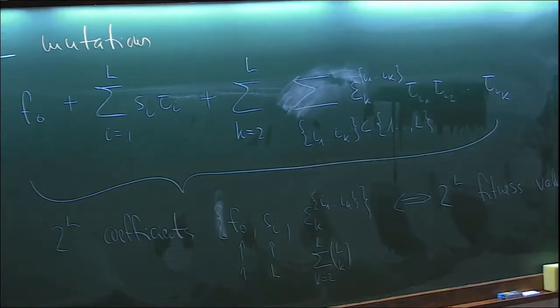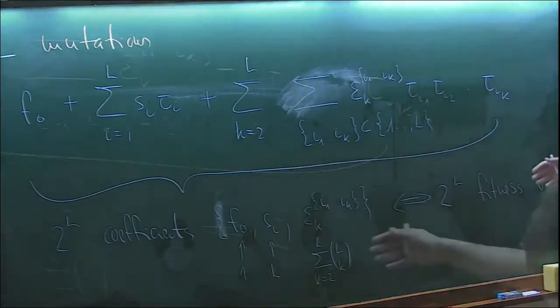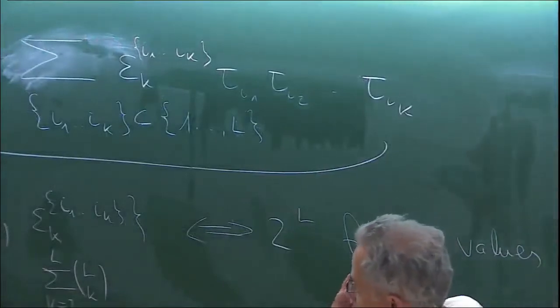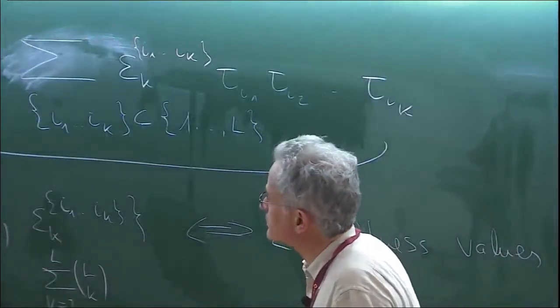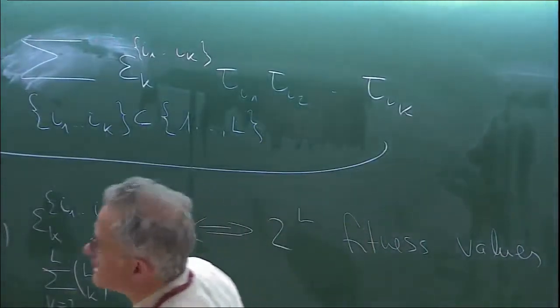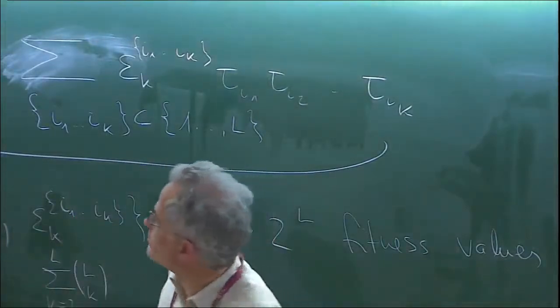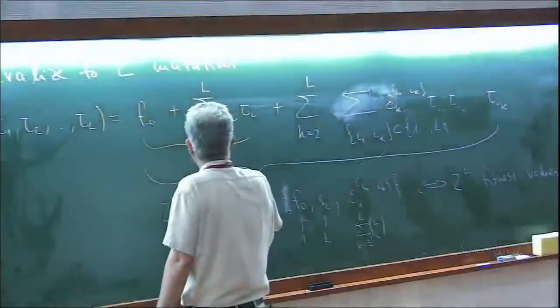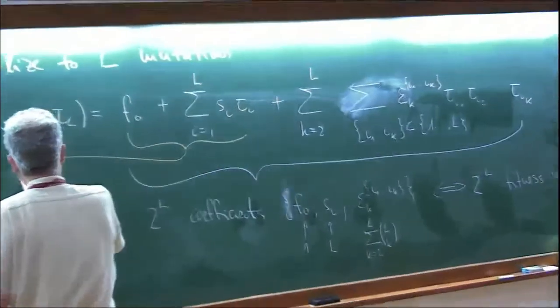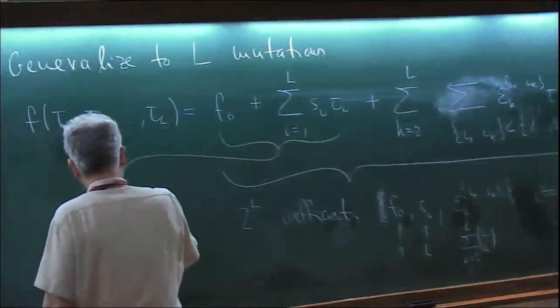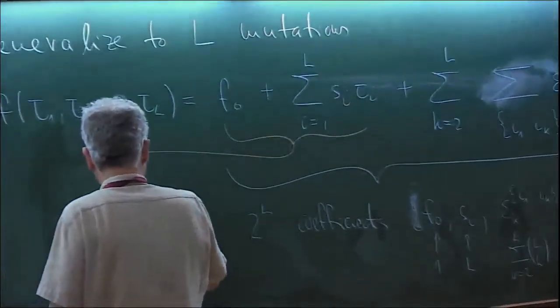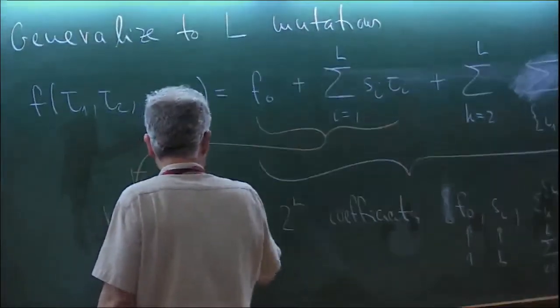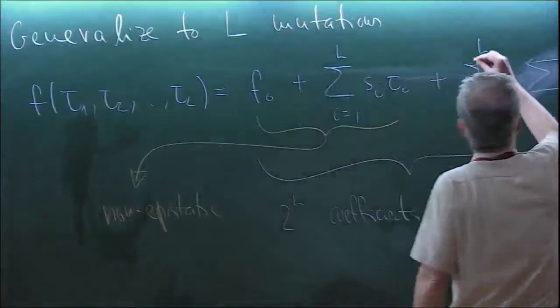So this is a representation of the fitness landscape through these coefficients, and it is useful because it separates out the linear, or non-interacting, or non-epistatic part from the non-linear, or interacting, or epistatic one, right? So this is the non-epistatic part. And this is the epistatic part.